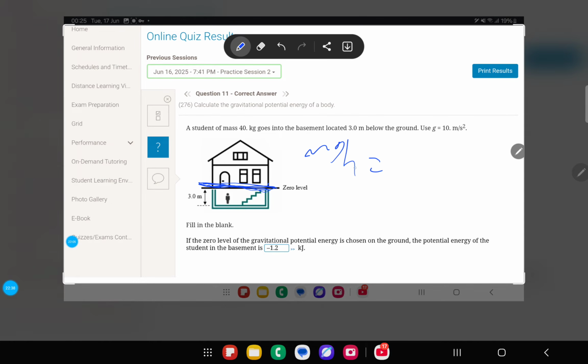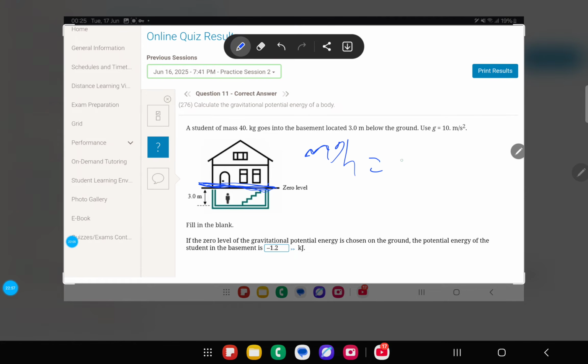Since this is different from the other questions, we just directly apply mgh. We don't care if it's positive or negative, it's just mgh. We're trying to find the position here.